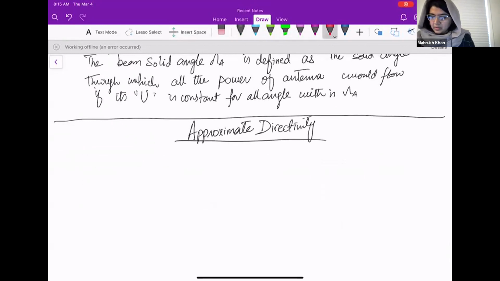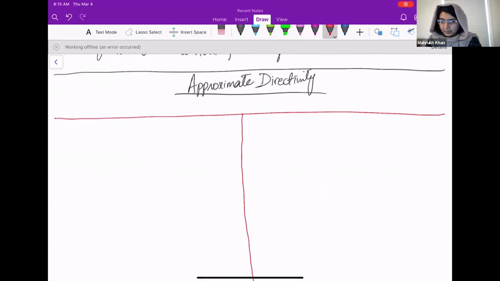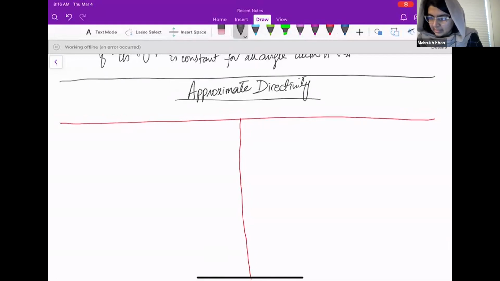So what I'm saying is that we have two types of patterns. The first pattern is the directional pattern, and this is the omnidirectional pattern.